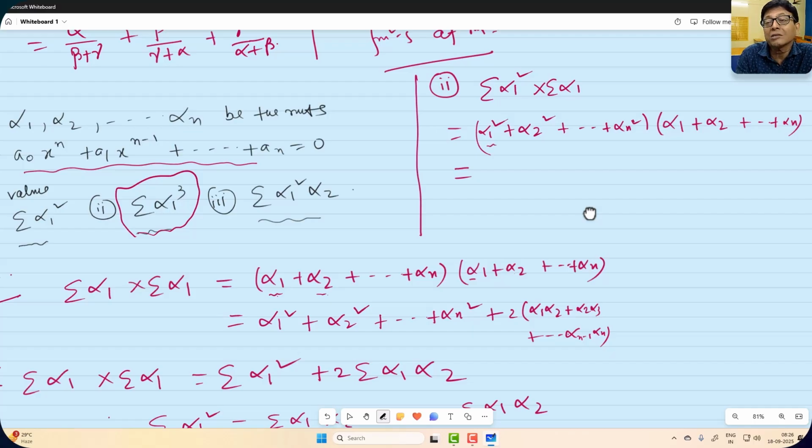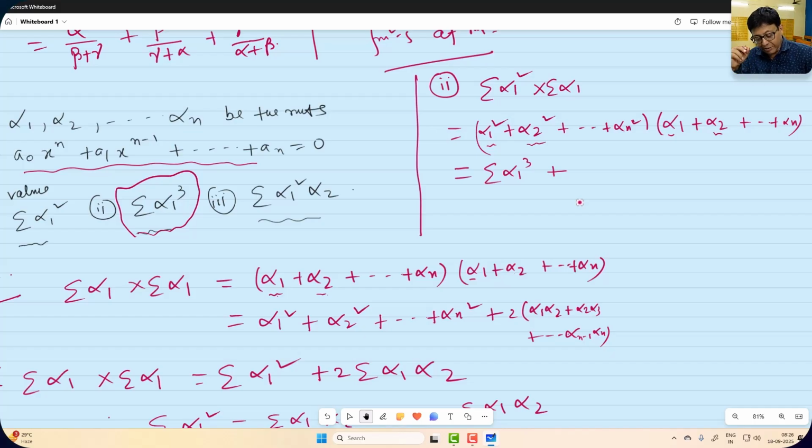So this is going to be what? This is alpha 1 square, alpha 1, alpha 1 cube, alpha 2 square, alpha 2 cube. So we are definitely getting sigma alpha 1 cube. What extra are you going to get? See, alpha 1 square alpha 2 is there, alpha 2 square alpha 1 is there, alpha 1 square alpha 3, alpha 2 square, all these are there. So this will be written as, the question arises, will I get sigma alpha 1 square alpha 2 twice?